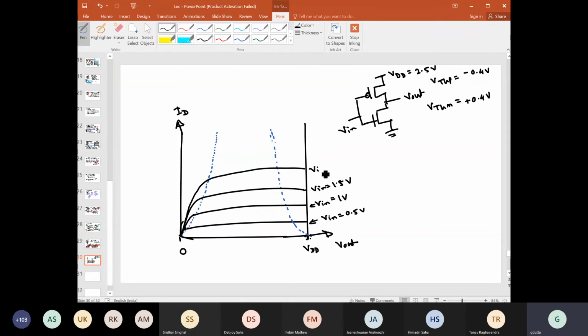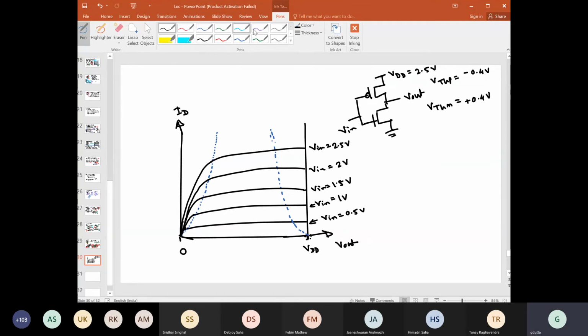Then it is V in equal to 2 volt, and one more, here it is V in equal to 2.5 volt. That's all, right? Okay.